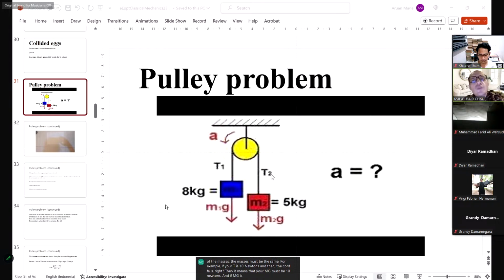And if mg is 10 newtons, it means that the mass must be approximately 1 kilogram to break the rope in this pulley problem, okay? If your T is 10 newtons, then to break the cord you need a mass of 1 kilogram. If your T is 20 newtons, then you need 2 kilograms. If your T is 5 newtons, then you need half a kilogram mass to break the cord, okay?